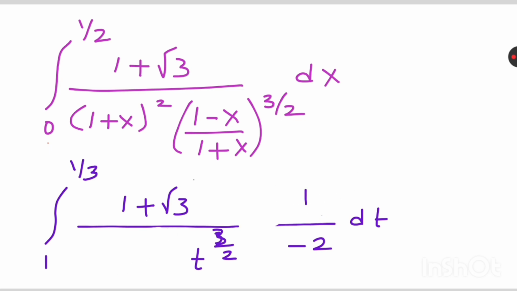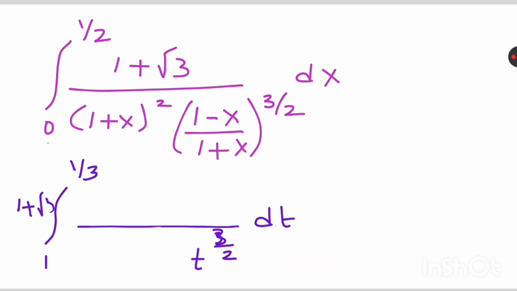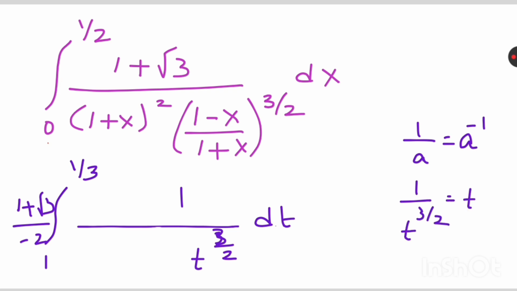Now observe here we have 1 plus root 3 and minus 2, these two are constant terms. Let's take them to the front: 1 plus root 3 over minus 2, and what we have is 1 over t raised to the power of 3 over 2 dt. So this one we are left with. Suppose we have 1 over a, we can write this as a raised to the power of minus 1. Similarly, 1 over t raised to the power of 3 over 2, we can write as t raised to the power of minus 3 over 2. So let's write that here.